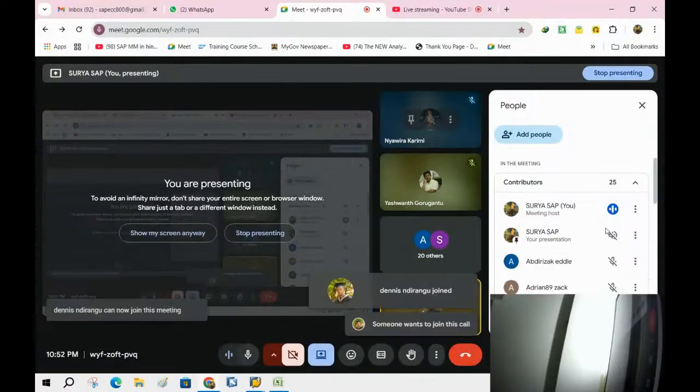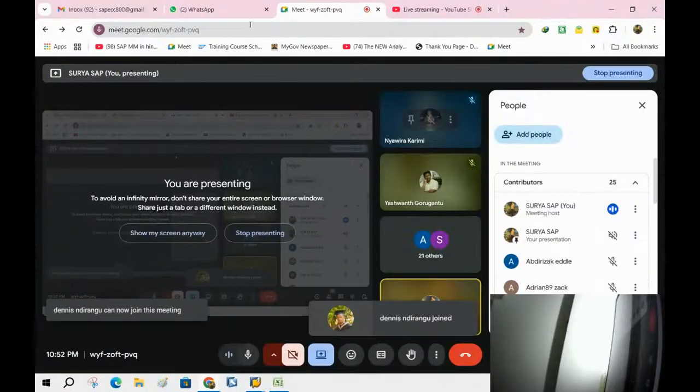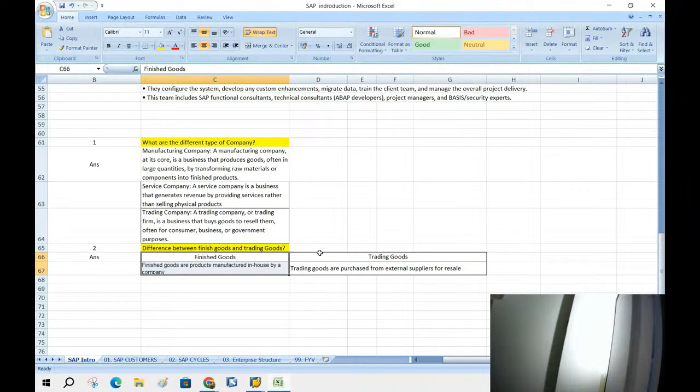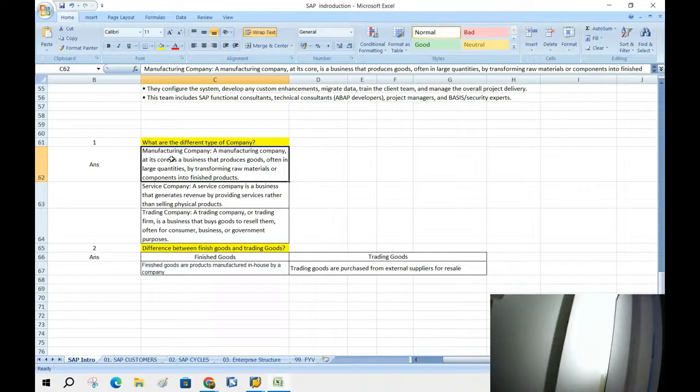Am I clear? So have you understood the difference, Samuel? Right. So you have to understand the difference between trading goods and finished goods. So let's try to implement SAP in a manufacturing company first, okay, and then try to understand how things go.